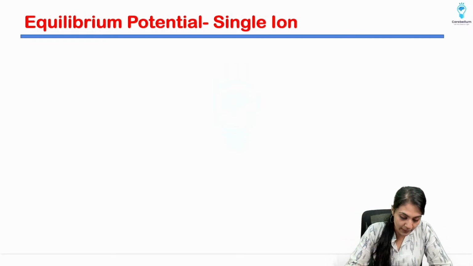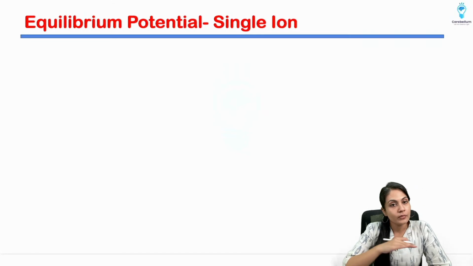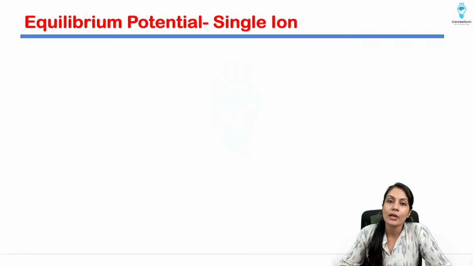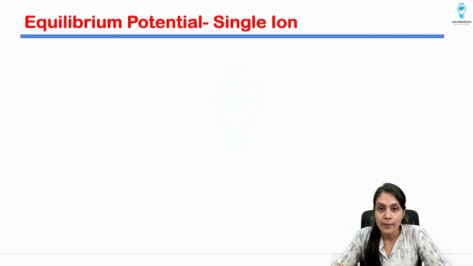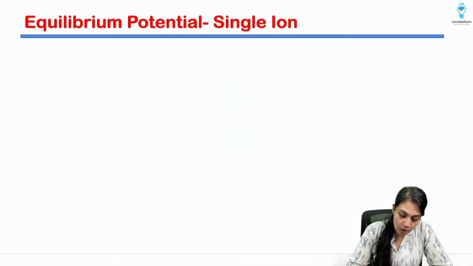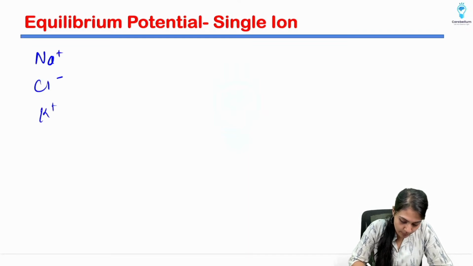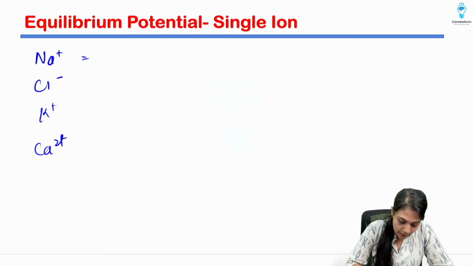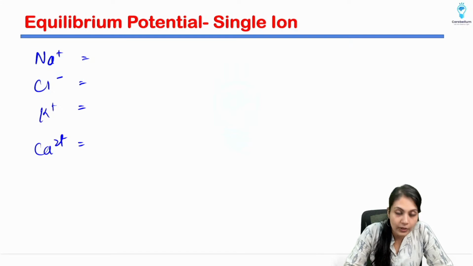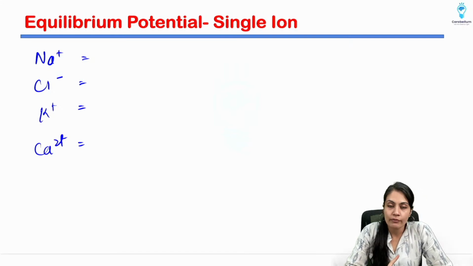If the movement is not going to occur, definitely we say that the equilibrium potential has been reached. But remember, this is for a single ion, and we are not considering other ions here. So let's see what the potentials are. I'm going to start with sodium, then chloride, then potassium and calcium. I have already told you the funda about positivity and negativity, that is the sign which comes in front of it. Just remember the values, which are very, very important.